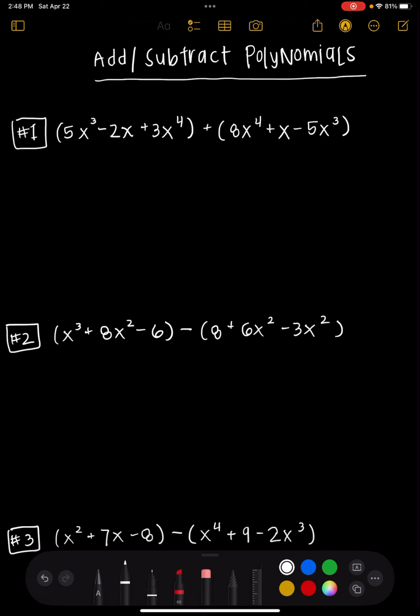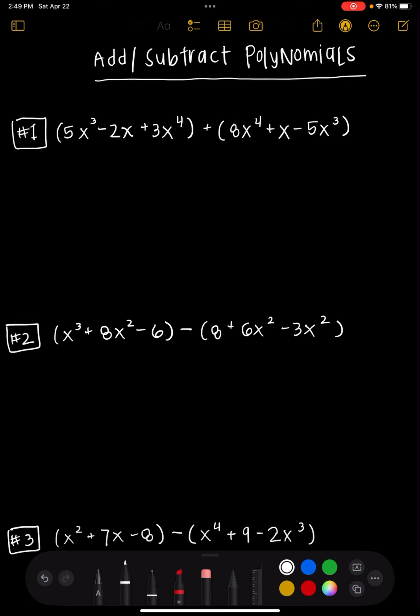So let's just start off with this first example, which is 5x cubed minus 2x plus 3x to the fourth, plus 8x to the fourth plus x minus 5x cubed. And once again, this is as simple as combining like terms. Even though these are in two sets of different parentheses, because there's that plus in the middle, we're just combining like terms like we talked about. And so we can actually erase the parentheses if we want. They don't really change what we're going to be doing.